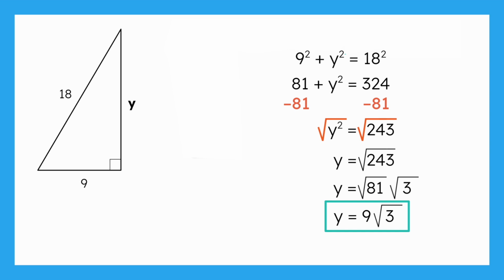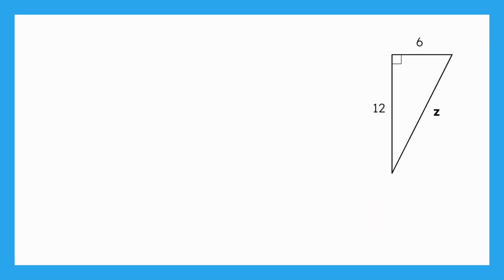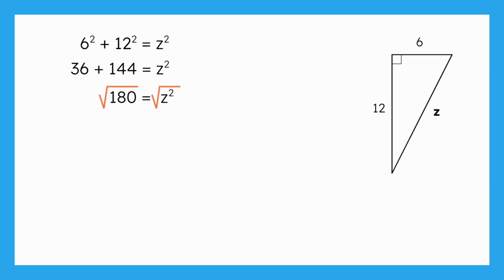Great! In this next triangle, it looks like the hypotenuse is missing. Setting up our equation with the two legs gives us 6 squared plus 12 squared equals z squared. Simplifying the left side gives us 36 plus 144, which is 180. Then we can take the square root of both sides, which gives us z equals the square root of 180.